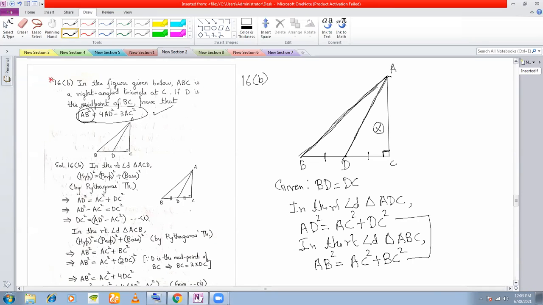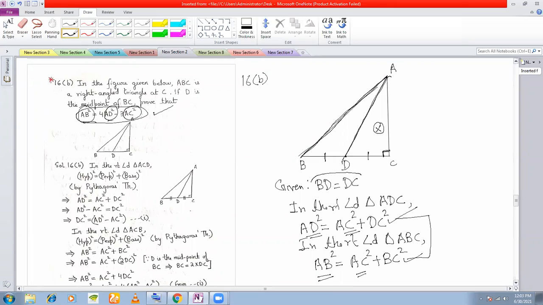AB square is there. Do we have AB square here? We have AB square here. AD square is there. Do we have AD square? Yes, we have AD square here. AC square is there. Do we have AC square? We have AC square here. So what we don't have? We don't have DC. We don't have BC.